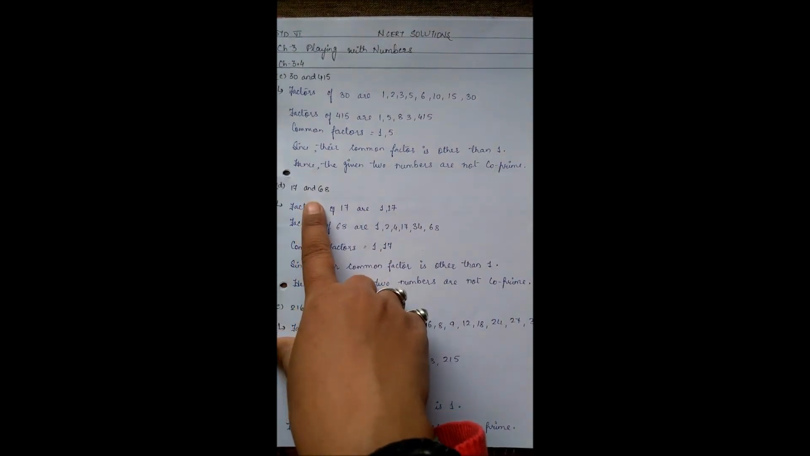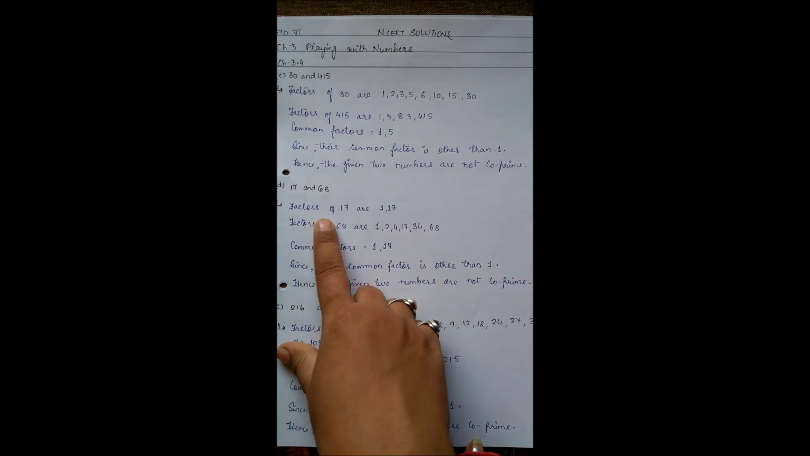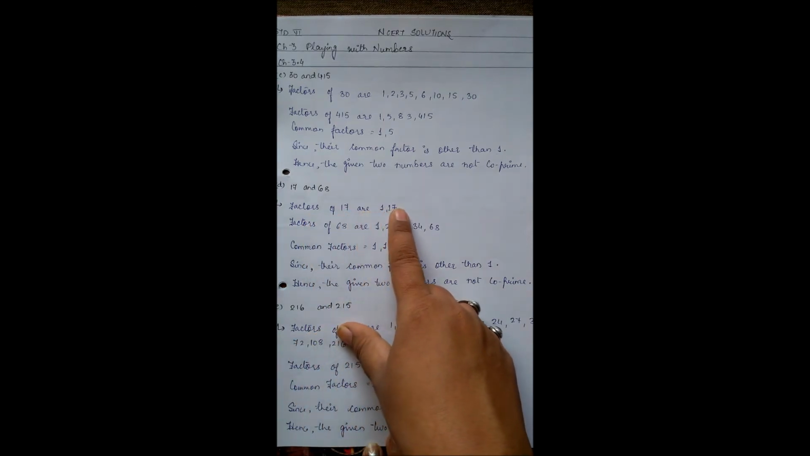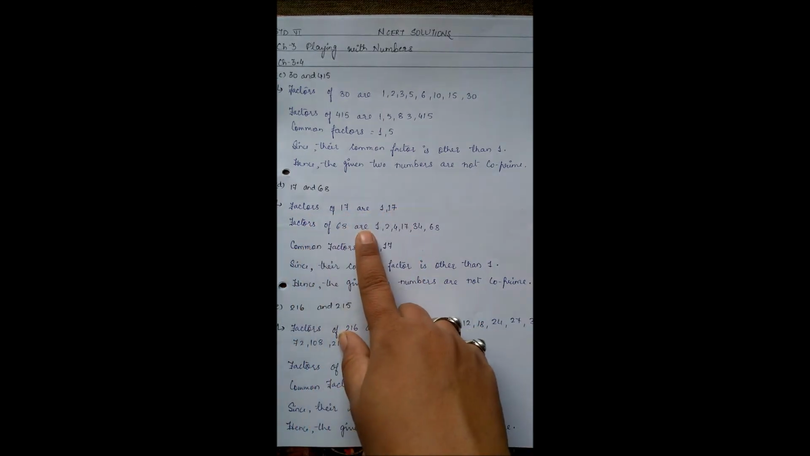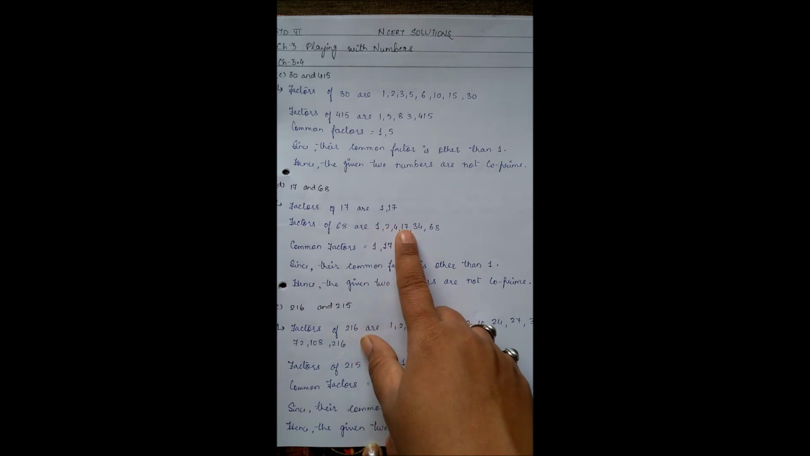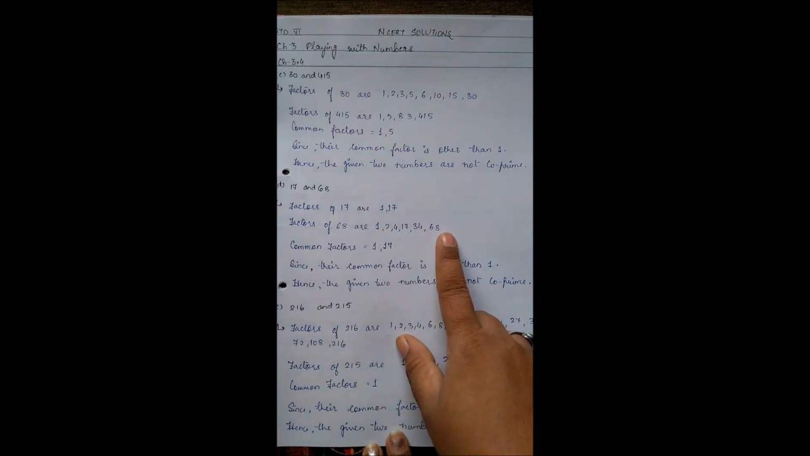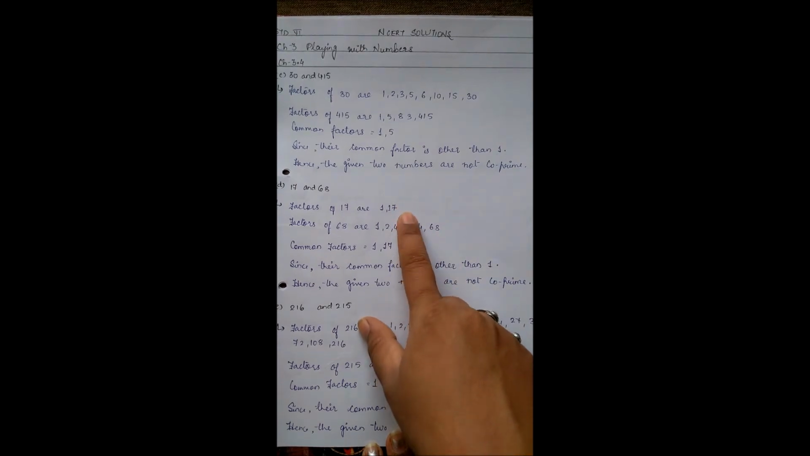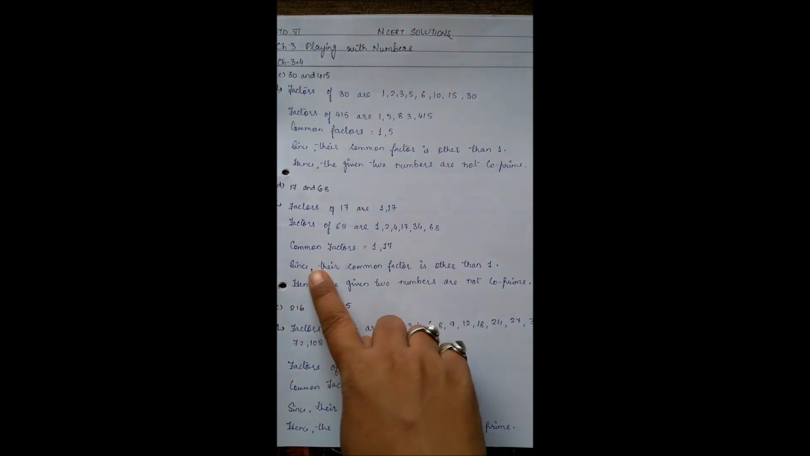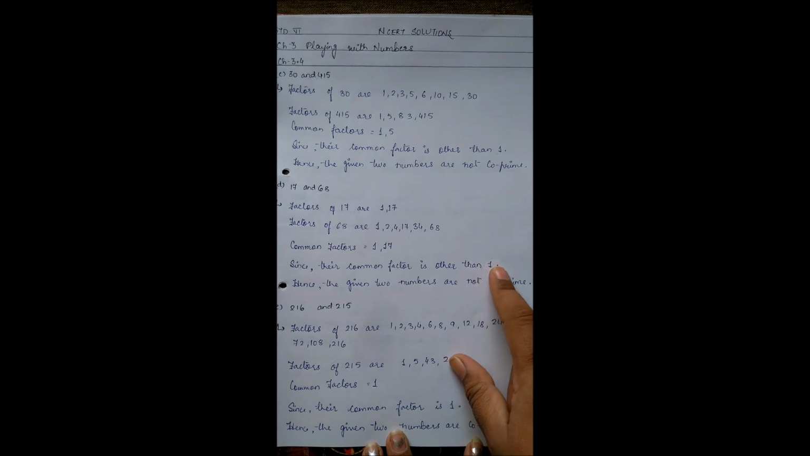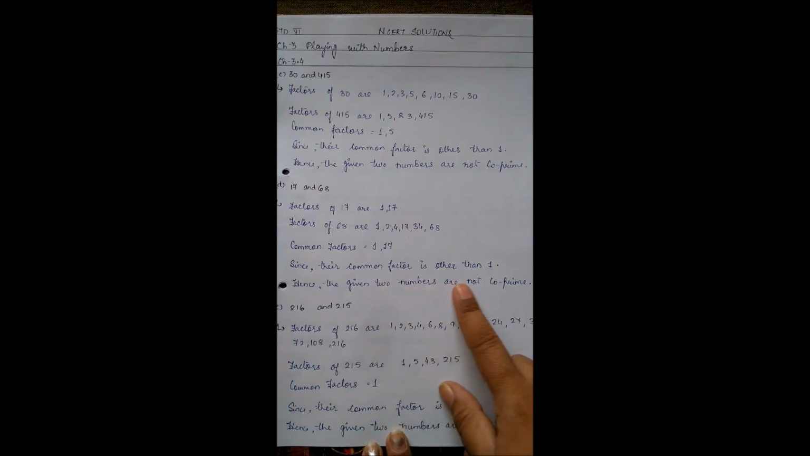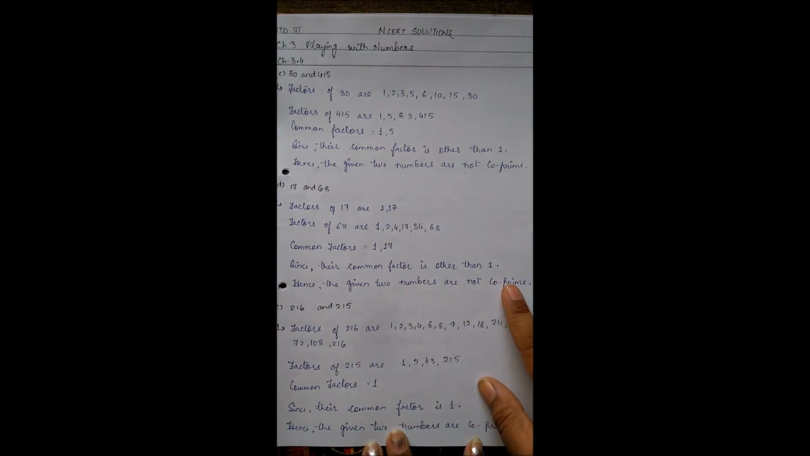The next number is 17 and 68. The factors of 17 is 1 and 17. Factors of 68 is 1, 2, 4, 17, 34 and 68. In this, the common factors are 1 and 17. Since the common factor is more than 1, hence the given two numbers are not co-prime.